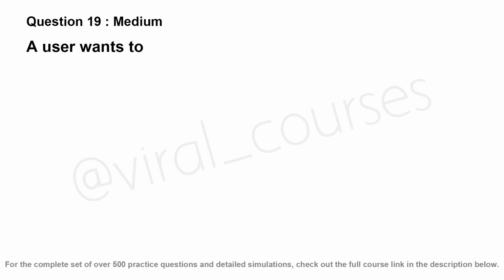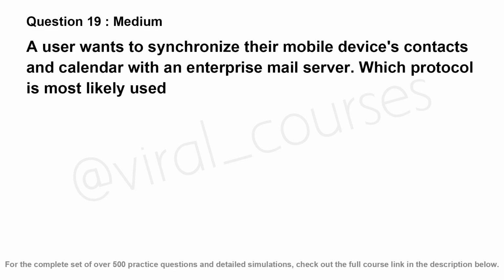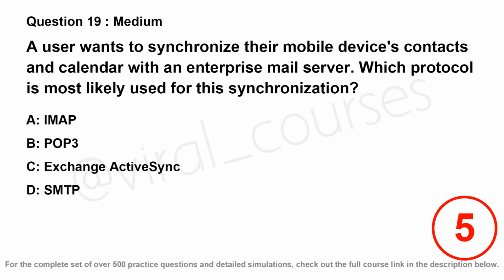A user wants to synchronize their mobile device's contacts and calendar with an enterprise mail server. Which protocol is most likely used for this synchronization? Option A, IMAP. Option B, POP3. Option C, Exchange ActiveSync. Option D, SMTP.